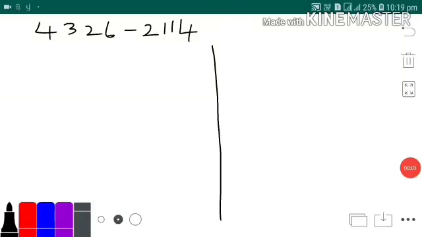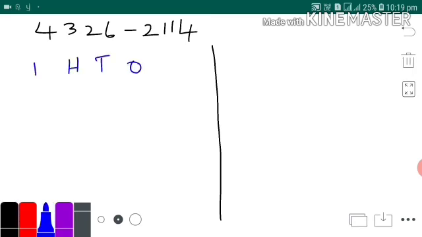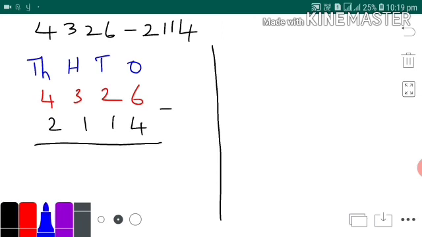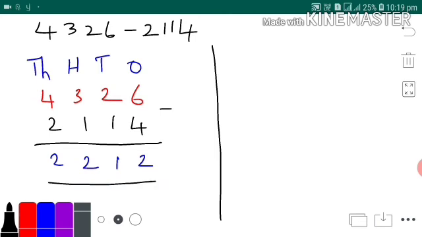Say for example, if you want to subtract 4326 minus 2114. So how do you subtract? First write the place values: ones, tens, hundreds, thousands. Write the first number 4326. Write the second number 2114. So let's subtract. First start from the ones place. 6 minus 4. Raise up 6 fingers, fold 4. So your answer is 2. 2 minus 1 is 1. 3 minus 1 is 2. 4 minus 2 is 2. So your answer is 2212.